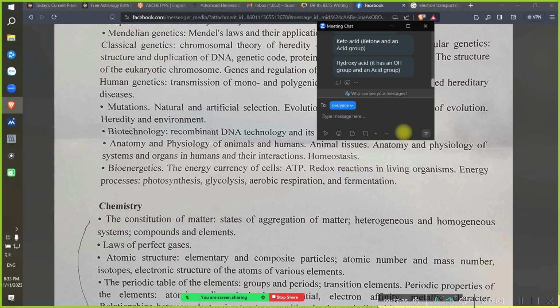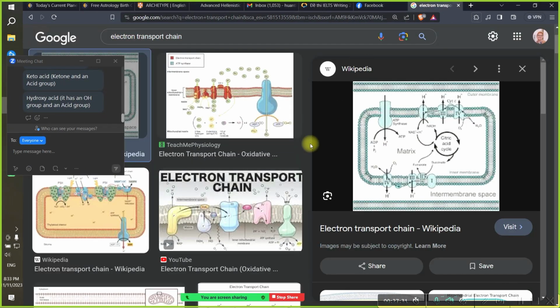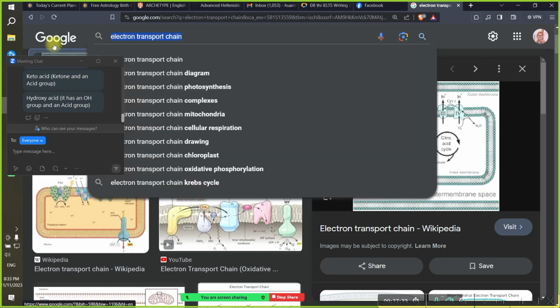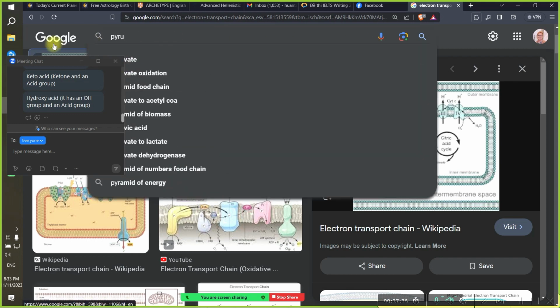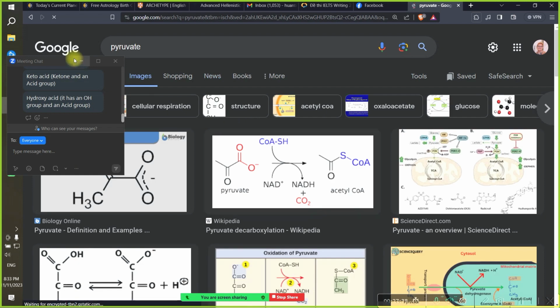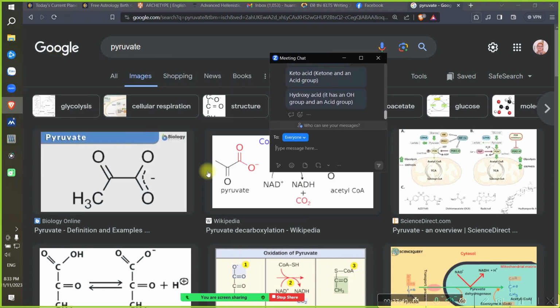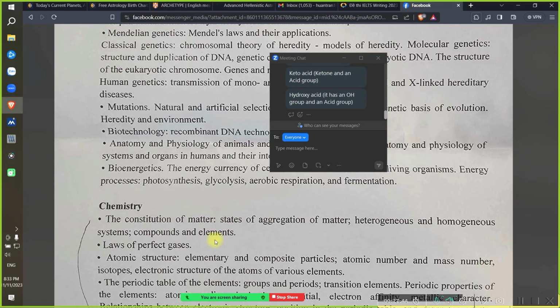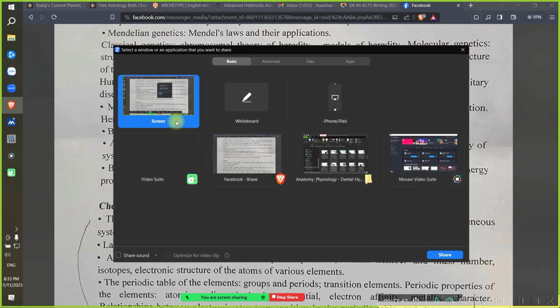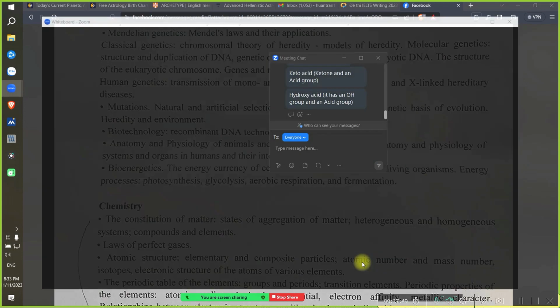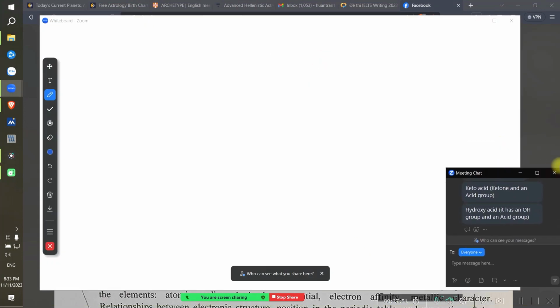The formula of pyruvate, teacher. Yeah, here, let me show you. It's very simple. Look at this one. The pyruvate molecule has 3 carbons, right? Anyway, I think it's better if I show you through a whiteboard. Okay, do you see my whiteboard now? You see it? Yeah.